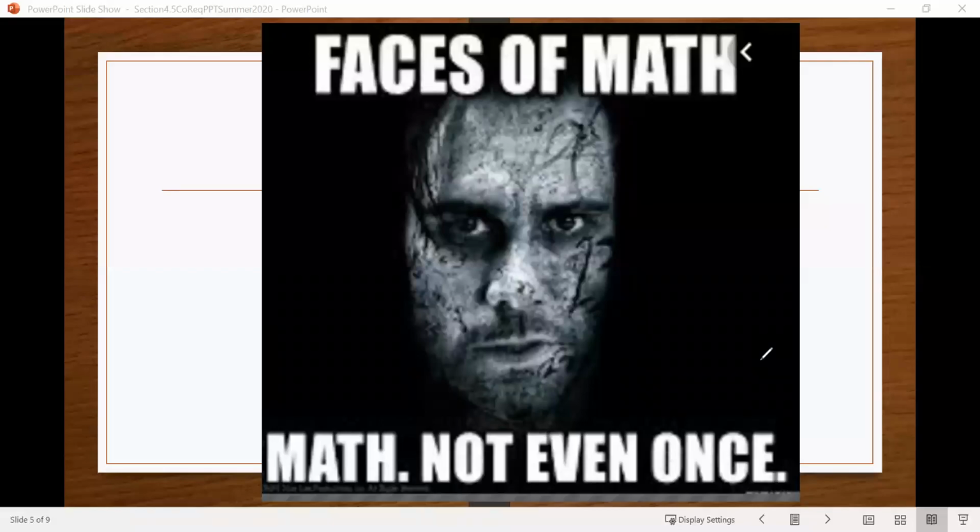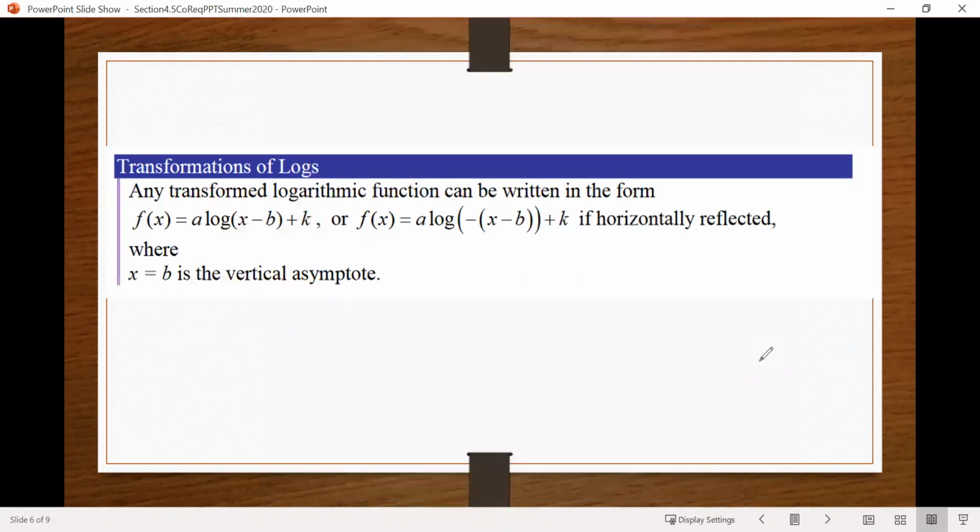All right, greetings everyone. Welcome to the second part of the video for section 4.5, continuing on with our studies of the graphs of log functions. And here we'll be looking at writing the equation of the graph of a log function. So given the graph, find the equation.